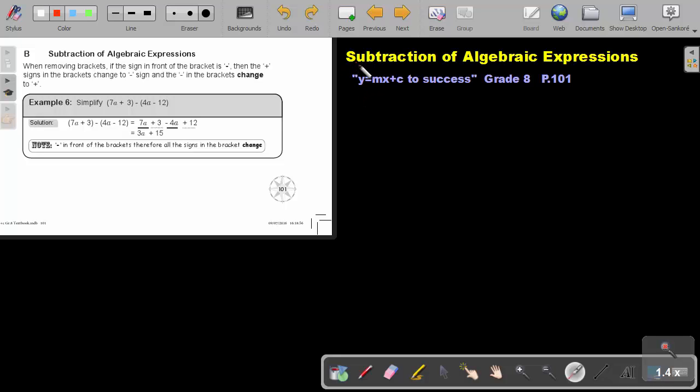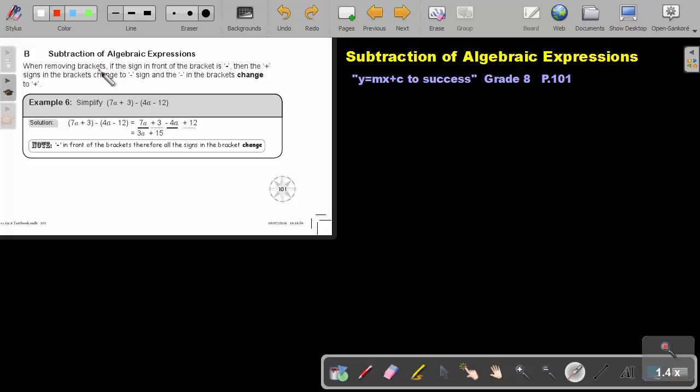Part 5. Subtraction of Algebraic Expressions. You will find this on page 101 in the Namibian Mathematics Grade 8 textbook, y equals mx plus c to success. Subtraction of algebraic expressions.